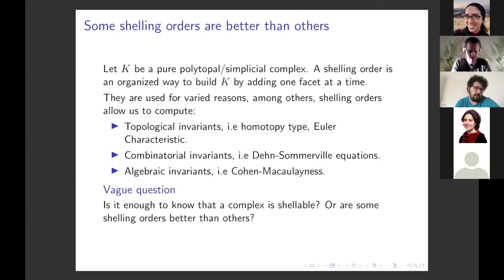However, here's a very vague question, something that has been less studied, and which is the point that I want to make right now. If you give me a simplicial complex or a polytopal complex, is it enough to know that it's shellable, or do I get some advantage from shelling a complex in a different way? There are many different complexes that have many different Shelling orders, and it might be beneficial to choose one for our needs. And I want to explore this idea.